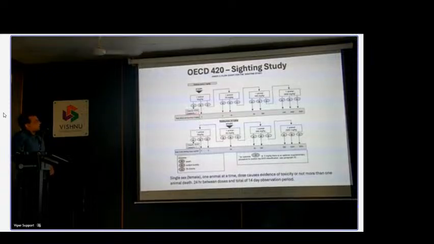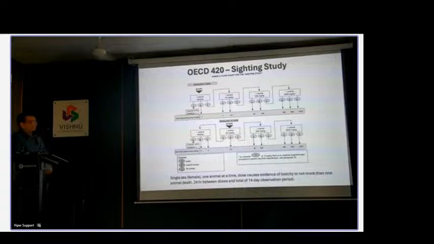So this is the 420. You see in the OECD guidelines this schematic diagram. There are 5 doses here. You would start with your first dose, one animal, not all 5 animals together. If there is a death, then you would classify this as GHS 1. If there is only toxicity, still it will be classified as 5. But if there is no death or toxicity, then you would go to the next level. So you will continue this until you establish the classification.